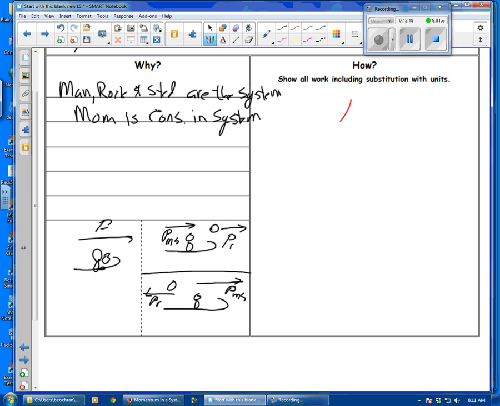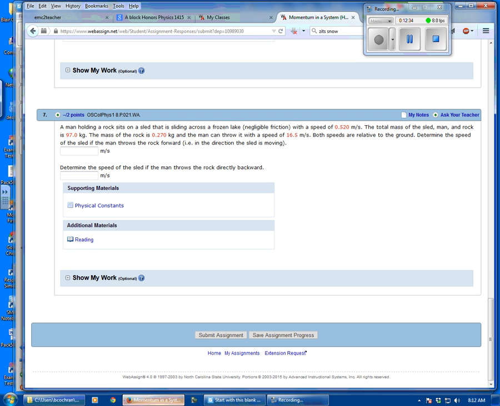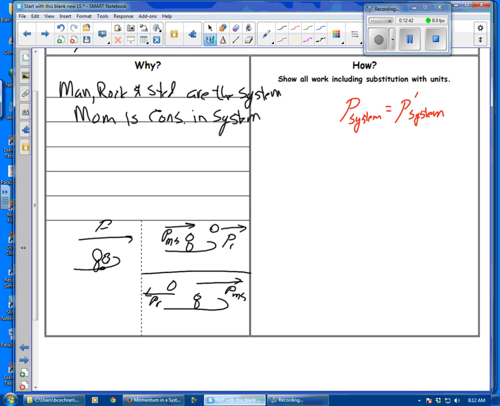Start with my one equation for this. Momentum of the system equals momentum of the system afterwards. And they're looking to determine the speed of the sled if the man throws. Okay, so they're looking for the speed of the man and the sled. Might be good to have in here that momentum is mv. Definitely need the vector symbols.